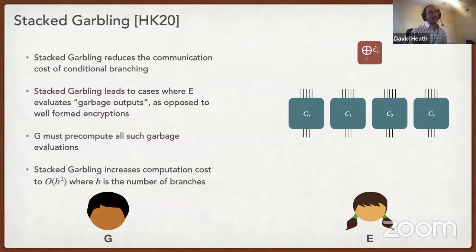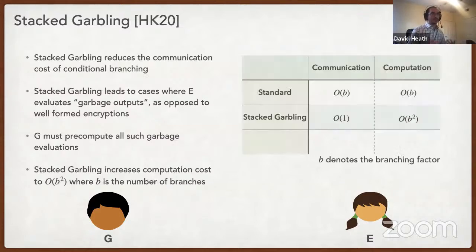Now, the bottom line is that in stacked garbling, there are a quadratic number of mistakes that the evaluator can make. And so to account for all possible mistakes, the generator has to do a quadratic amount of work. Okay, so if we look at a chart of the costs of evaluating conditionals inside of garbled circuits, using standard techniques, we use linear communication and computation. And using stacked garbling, we improve the communication to be independent of the number of branches, but the computation is quadratic in the number of branches. And this is obviously undesirable.